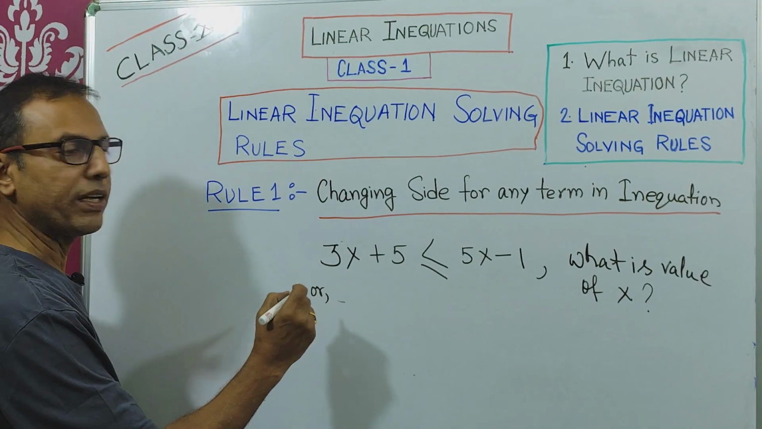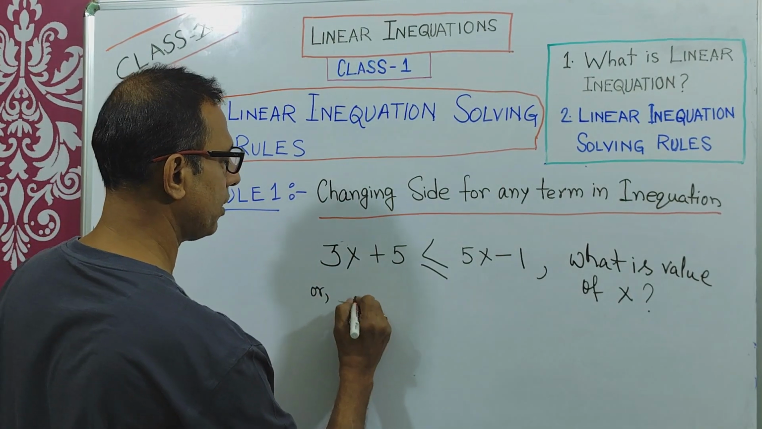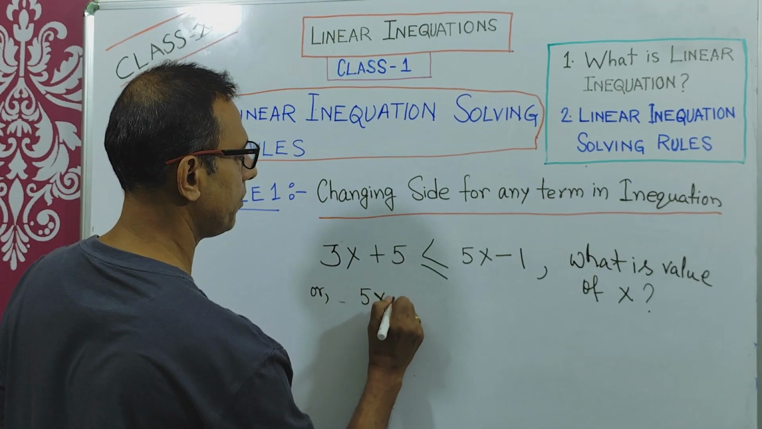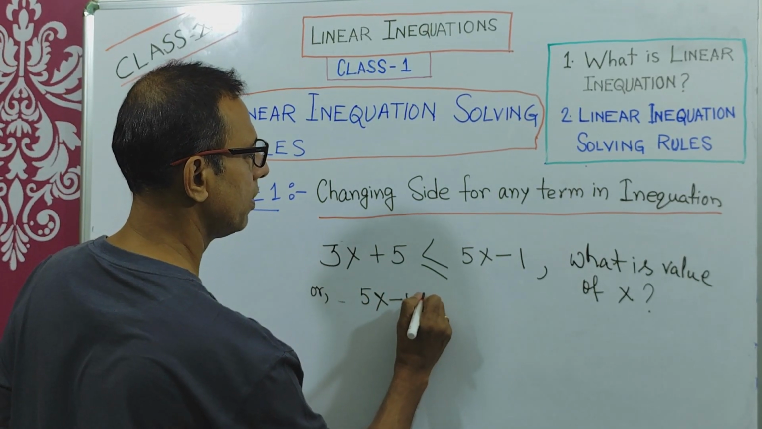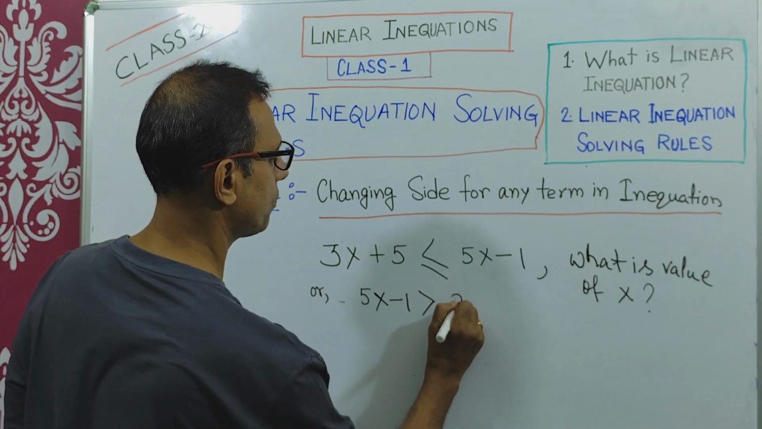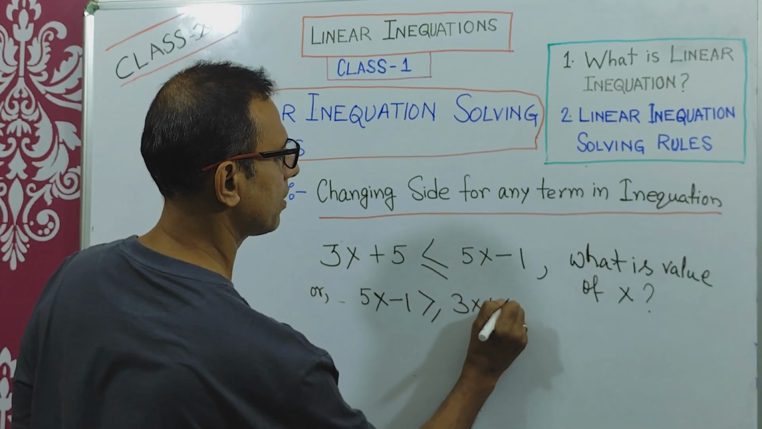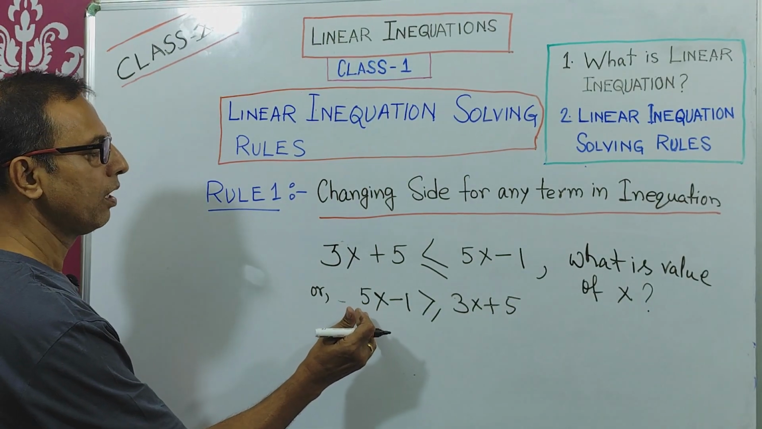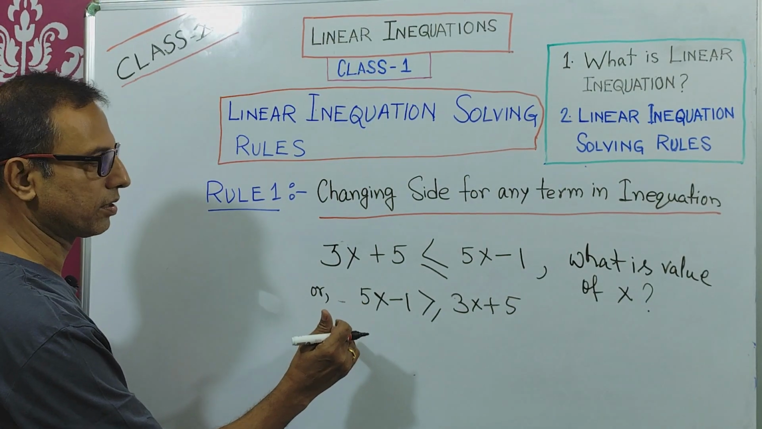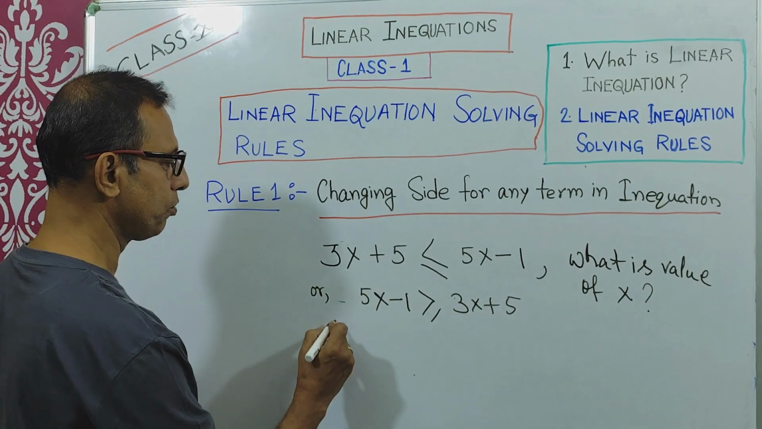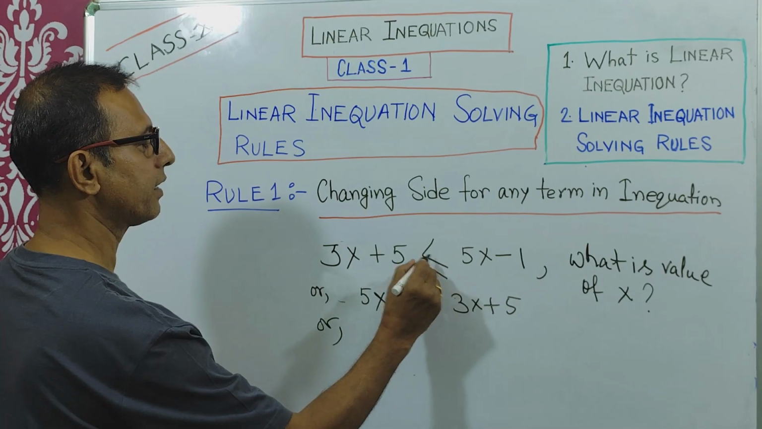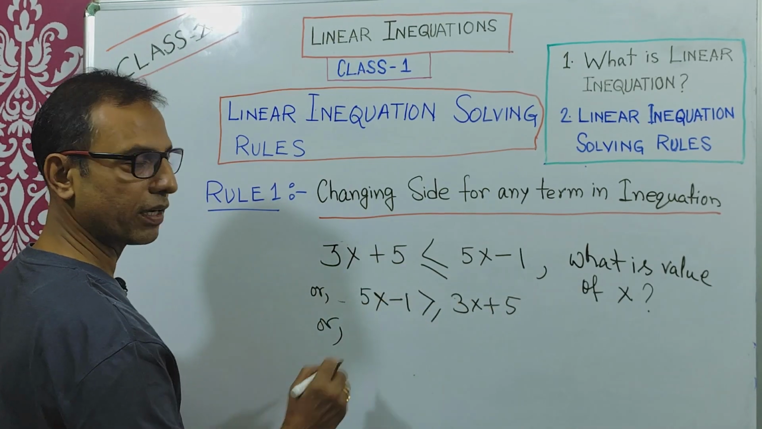So take the variable to one side. We can write the same inequation as 5x minus 1 greater than or equal to 3x plus 5. I am taking the higher coefficient variable on this side, so it will be easier for you to calculate. So 5x minus 1 greater than or equal to 3x plus 5. That's how I have written.